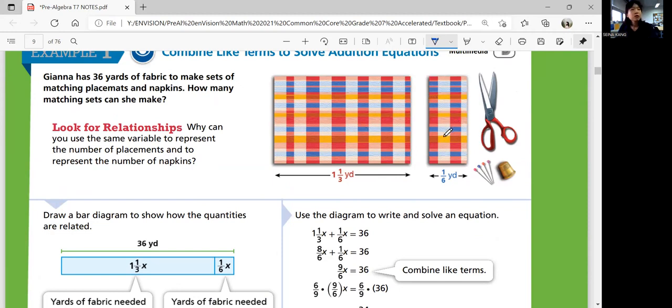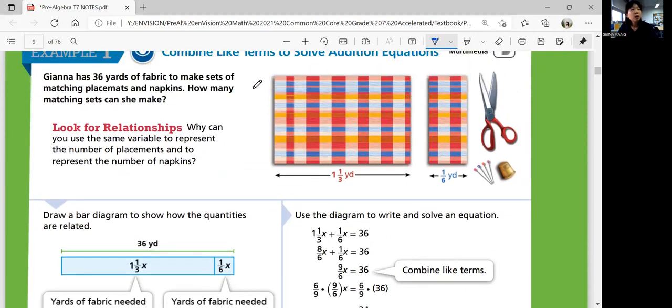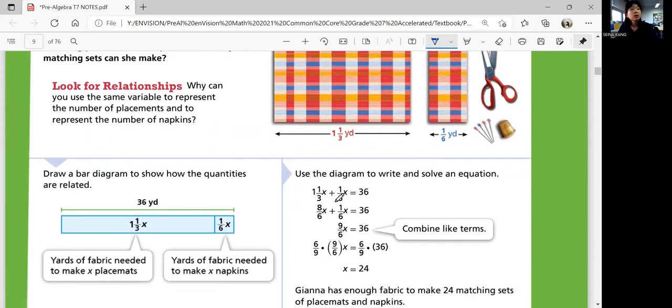So you can represent that using X, because every time you cut one here, you're going to cut another one here as well. So 1 over 1 1/3 times X is going to be how many sets of matching placemats and napkins you will have together. And that's going to be in total 36 yards. So this times that times that, right, it has to be 36.